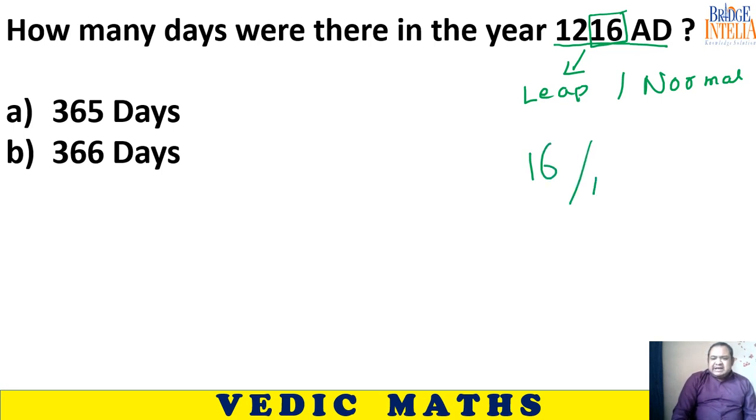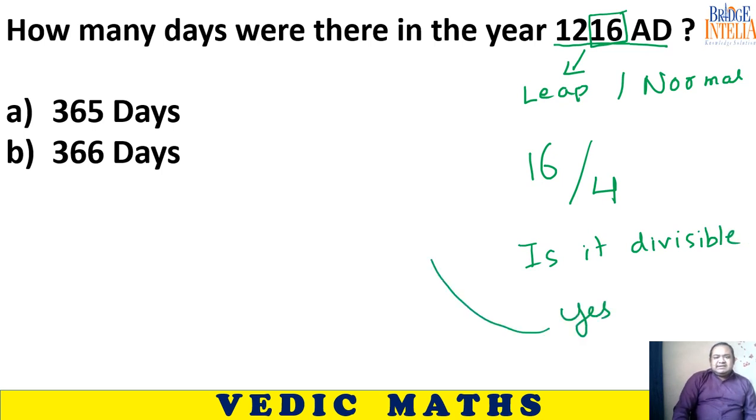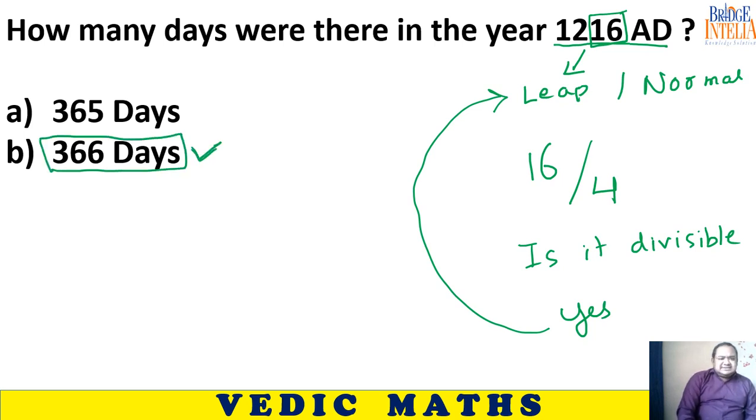Now divide 16 by 4 and ask yourself, is it divisible? Answer is yes, it is divisible. So answer is yes, this is a leap year. Therefore 1216 AD is a leap year, and a leap year has got 366 days. So this is the answer.